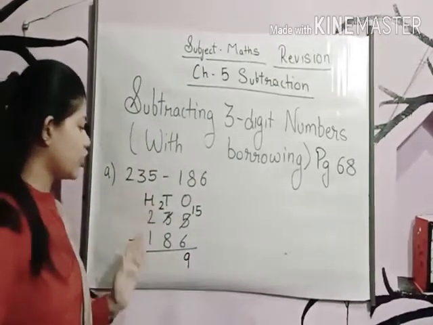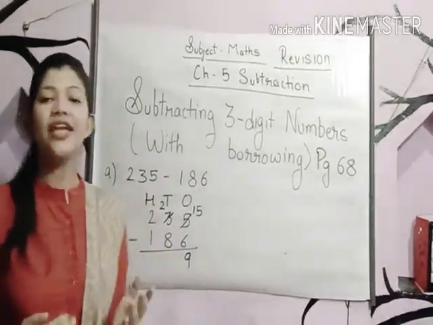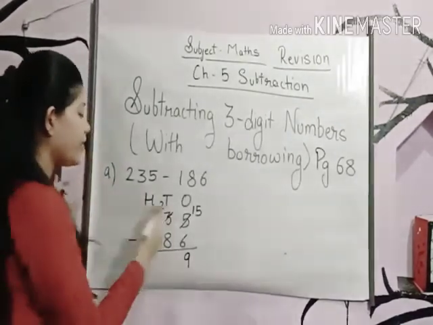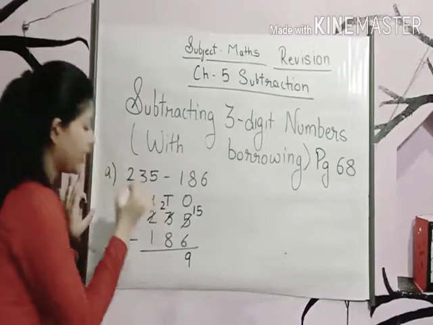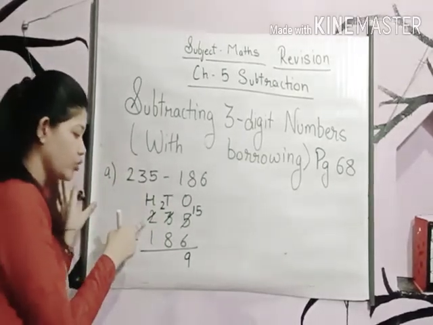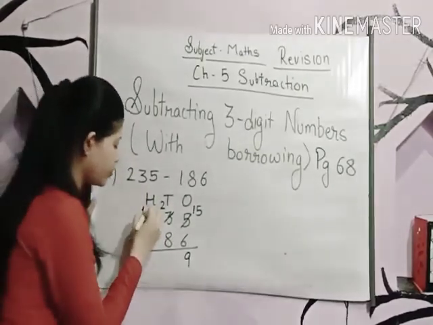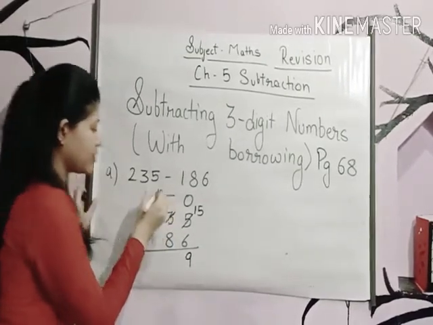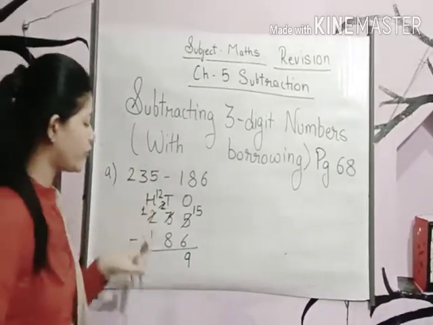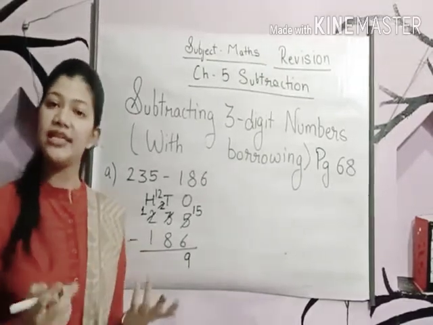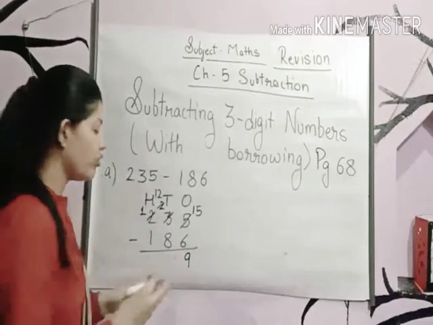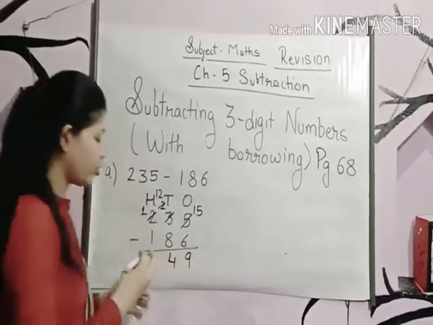Now let's come to the tens column. 2 minus 8. Again we cannot subtract 8 from 2. So again we will take borrow from the hundreds column, that is from 2. So this 2 will become 1 and this 2 will become 12. Clear? Now 12 minus 8 is equal to 4. So we will write 4 over here.